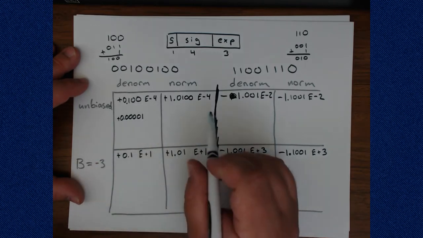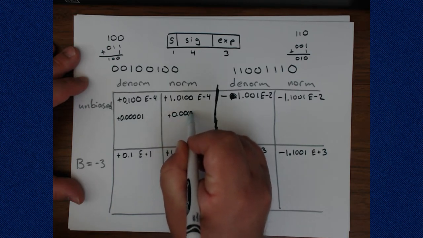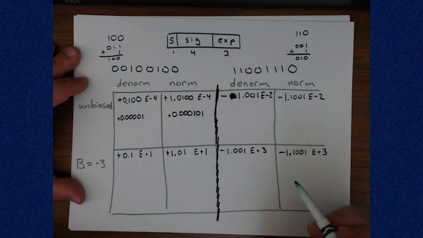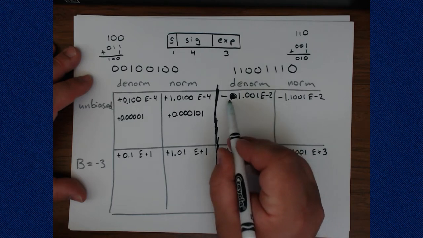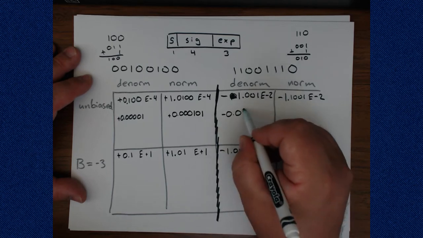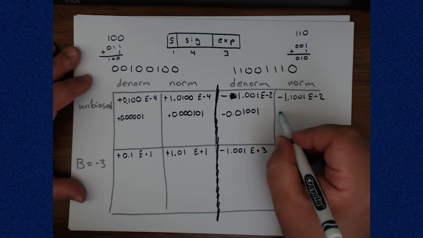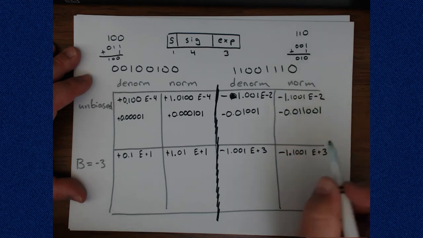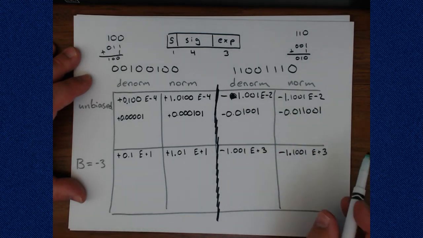Let's do the same thing over here. That's going to give us plus 0.0001, three zeros, and then a 1, 0, 1, and I'll leave out the remaining zeros. Again, here's negative exponents. So we're going to go to the left twice. So negative 0.01001. And then for this one, it'll be negative 0.011001. We just move the radix point over to the left twice because the exponent is -2.